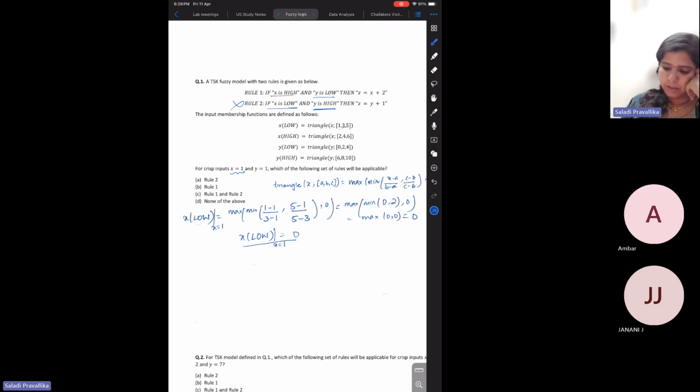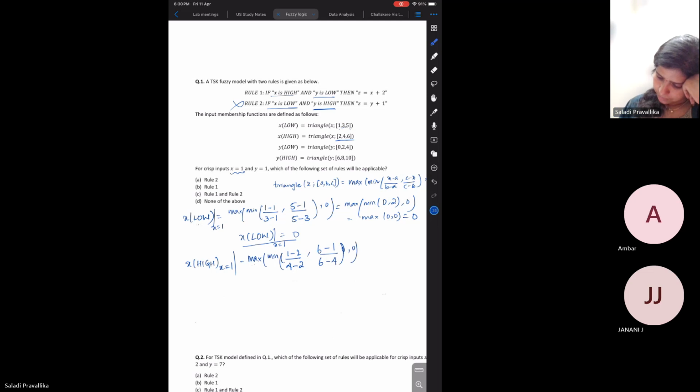Let's look at rule 1. So we have x is high, y is low. Let us look at x high at x equal to 1. Same again: max of minimum of, x high is 2, 4, and 6. So x is 1. This is (x minus 2) divided by (b minus a, which is 4 minus 2), comma, (c minus x) divided by (c minus b), where c is 6, x is 1, and b is 4.